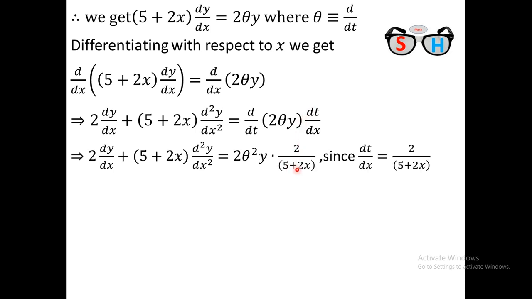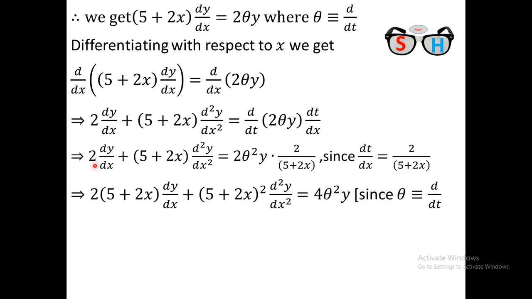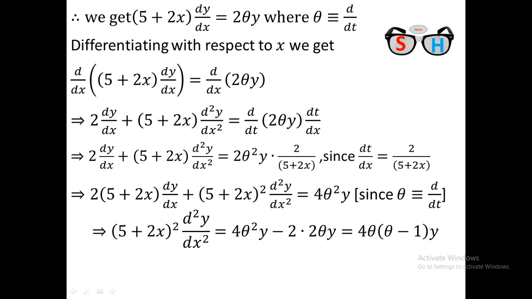Then I multiply by 5 plus 2x on both sides, therefore this will be 2 dy dx times 5 plus 2x plus 5 plus 2x whole square d2y dx2 equal to 2 theta square y into 2. Here 2 into 2 means 4 theta square y, where theta stands for d by dt. Now from 5 plus 2x dy dx equal to 2 theta y, we get 5 plus 2x whole square d2y dx2 equal to 4 theta square y minus 2 into 2 theta y. If you take 4 theta common, this will be 4 theta into theta minus 1 acting on y.